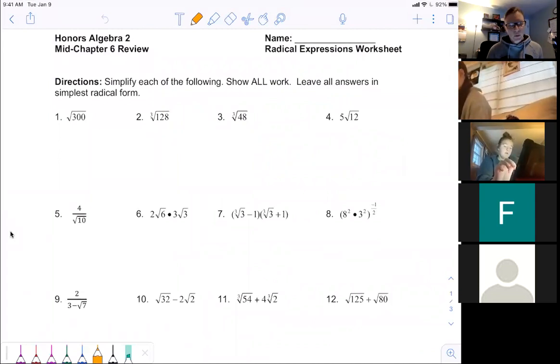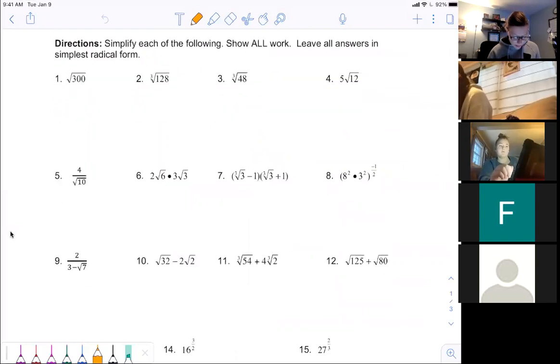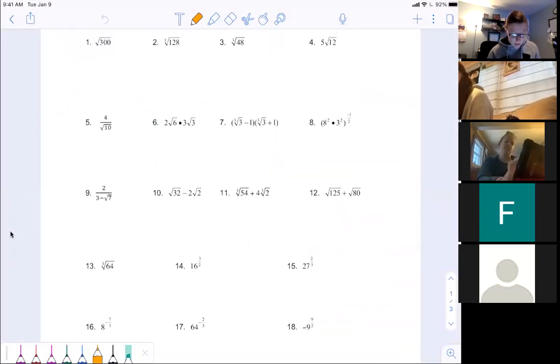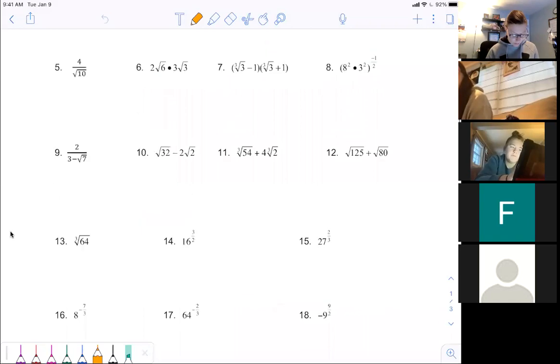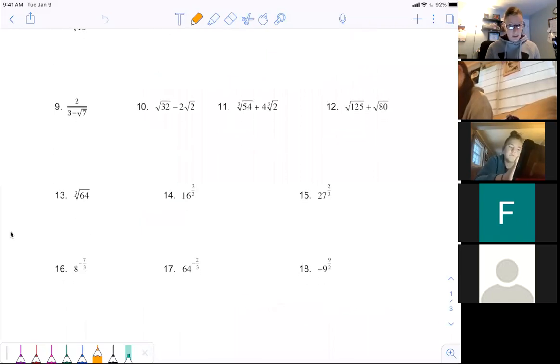So the first group of problems on here, once you pull this up, would be similar to the 4 different sections that we did before we really got into chapter 6. And that was with the multiplying, the adding, subtracting, and then the dividing radicals. So most of these are in radicals except for the last group of problems.